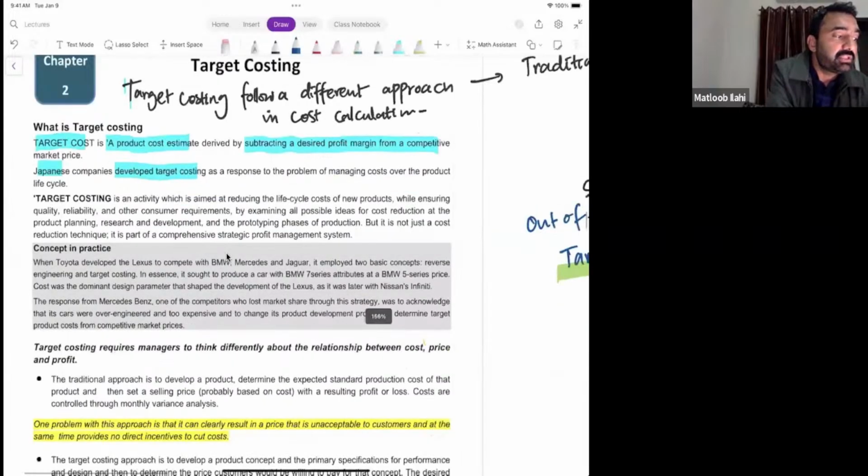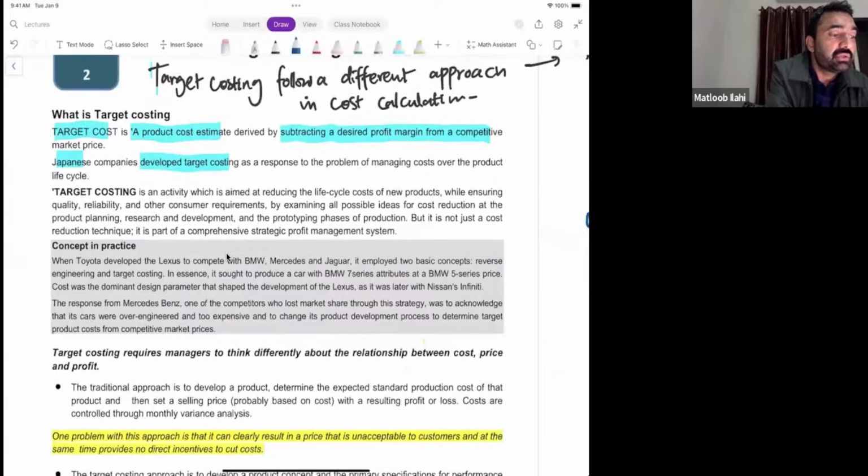is an activity which is aimed at reducing the life cycle cost. So what is the purpose? As I told you, target costing is useful for competitive markets. So this method is basically to reduce the life cycle cost of new products. Yes, target costing is useful for new products. It is not used for existing products. It is used for new products which are under development.